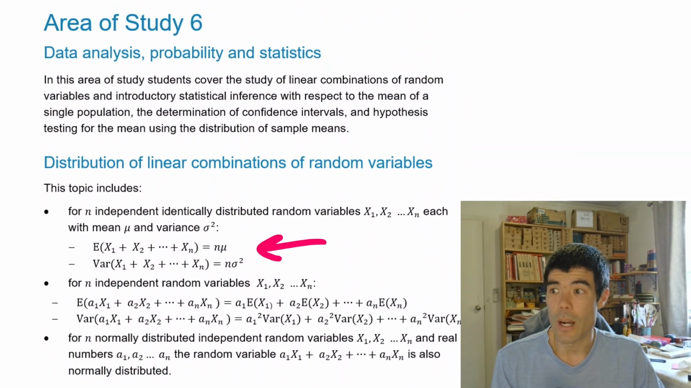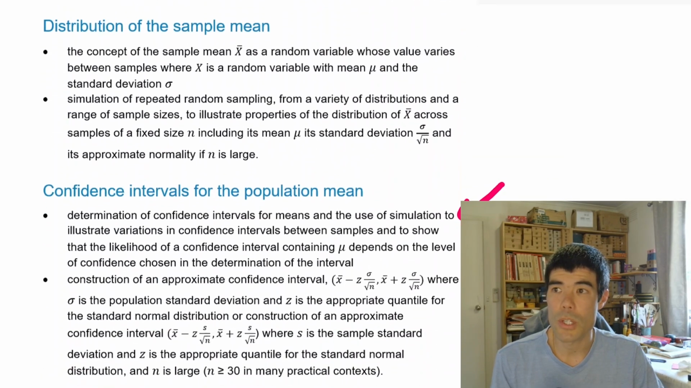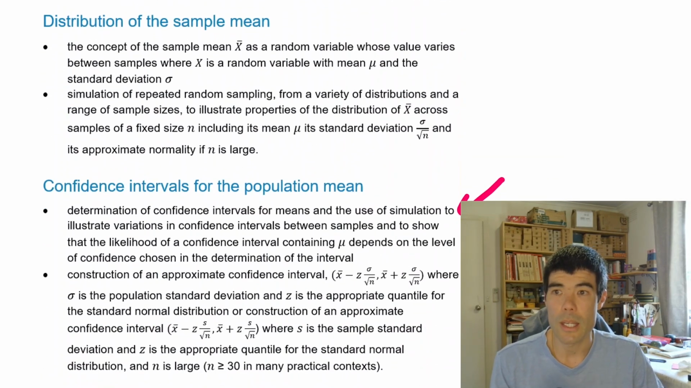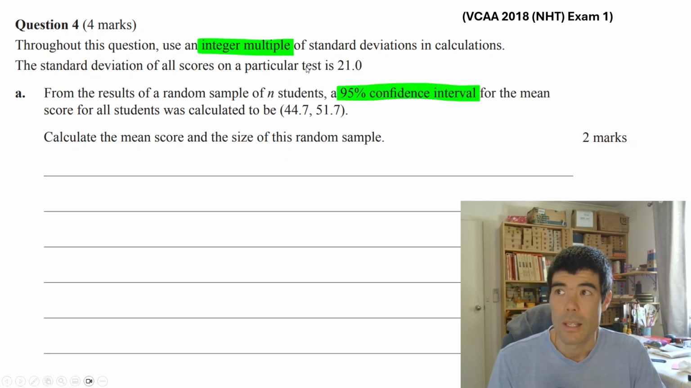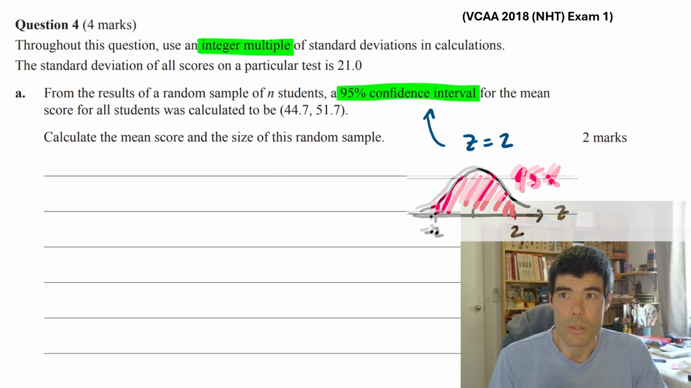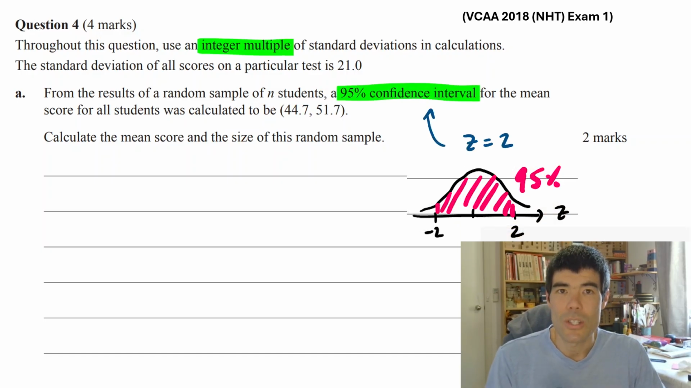So that was a sum of random variables question. Another type of question commonly assessed on exam 1 is a confidence intervals question. And you do have the confidence intervals formula on your formula sheet. In this example from NHT 2018 exam 1, they specifically told you to use an integer multiple of standard deviations. So for a 95% confidence interval, you're going to use z equal to 2. Otherwise, it makes the calculation too hard if you have to use 1.96 or something.